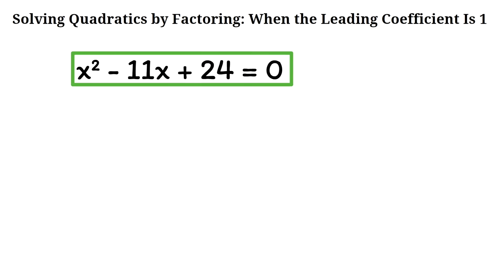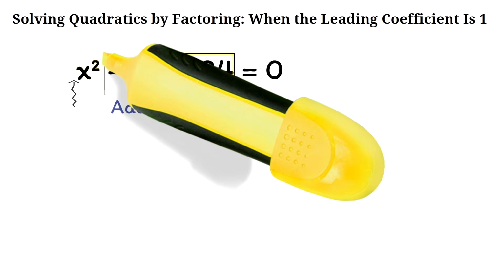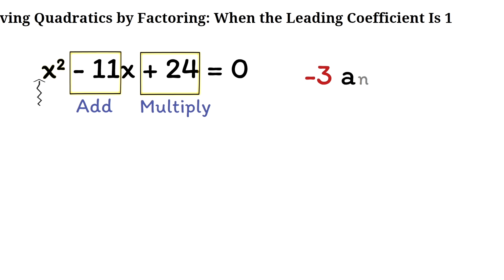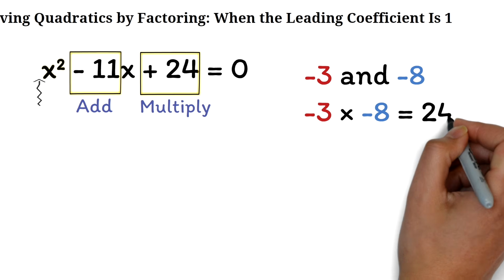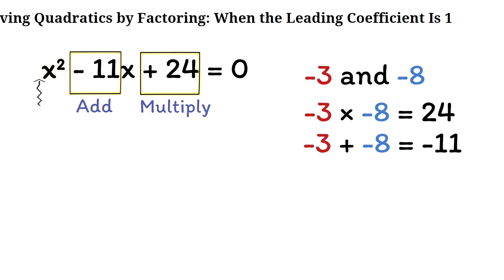Notice this is a trinomial with no number written in front of the x squared. That means the leading coefficient is 1. So we need to find two numbers that multiply to give the constant, positive 24. Those same two numbers must also add up to give you the coefficient of x, which is negative 11. The two numbers are negative 3 and negative 8. Negative 3 times negative 8 is positive 24. Negative 3 plus negative 8 is negative 11.